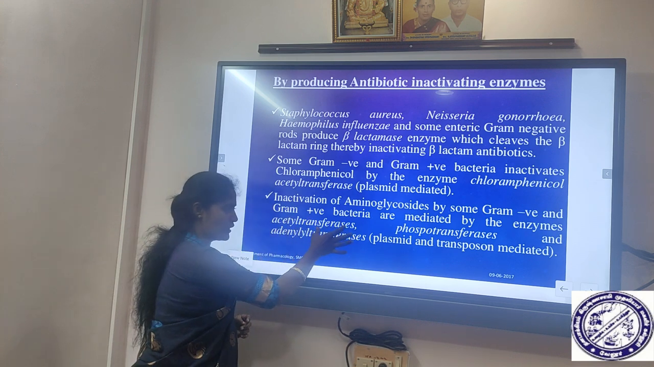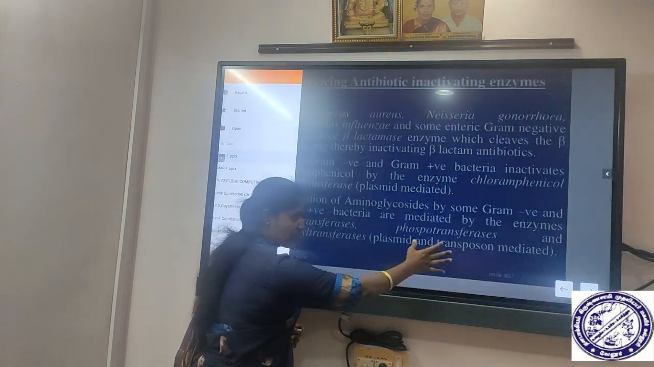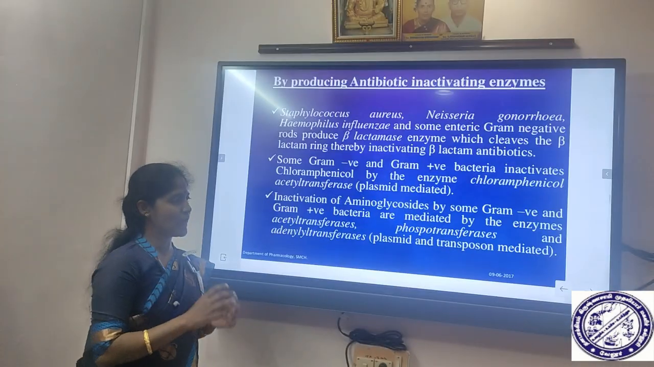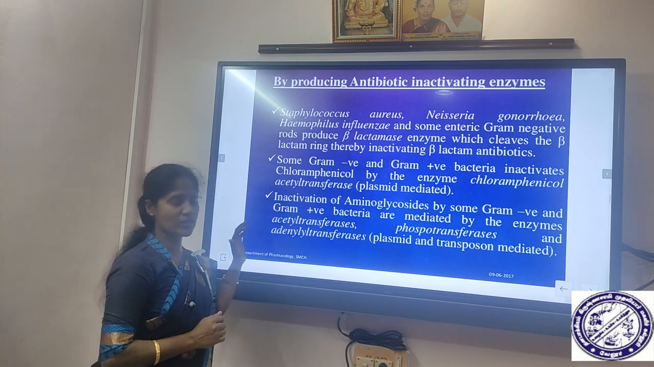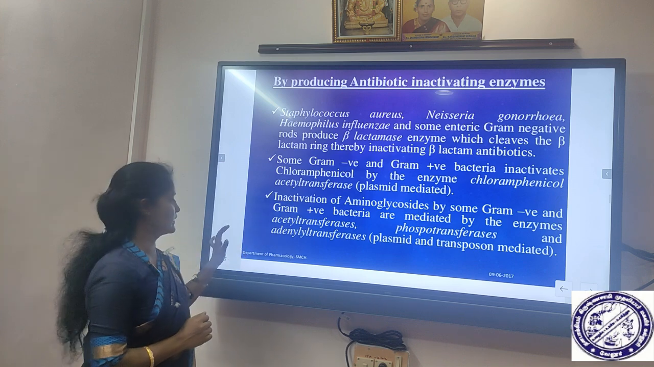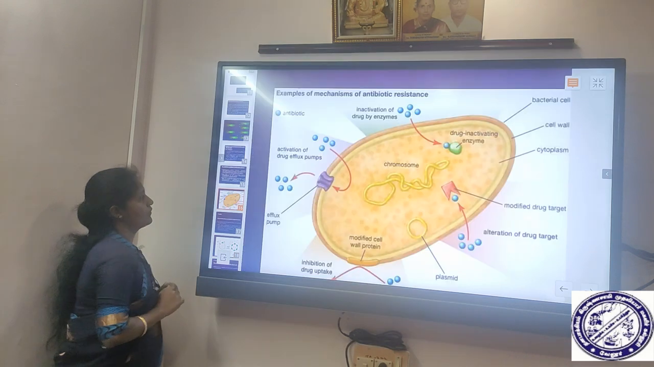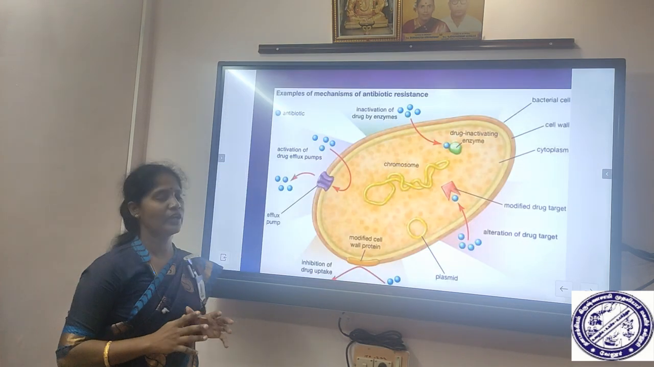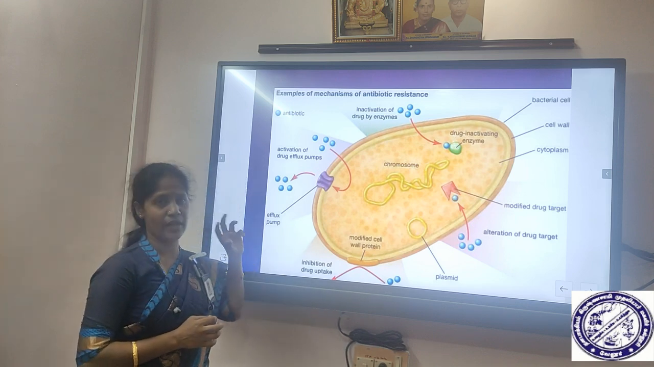And there are certain organisms which produce acetyltransferases, phosphotransferases and adenyltransferases. These are plasmid or transposon mediated enzymes which are responsible for antimicrobial resistance. And this is the diagram which shows, in a clear manner, the antimicrobial resistance exhibited by microorganisms.